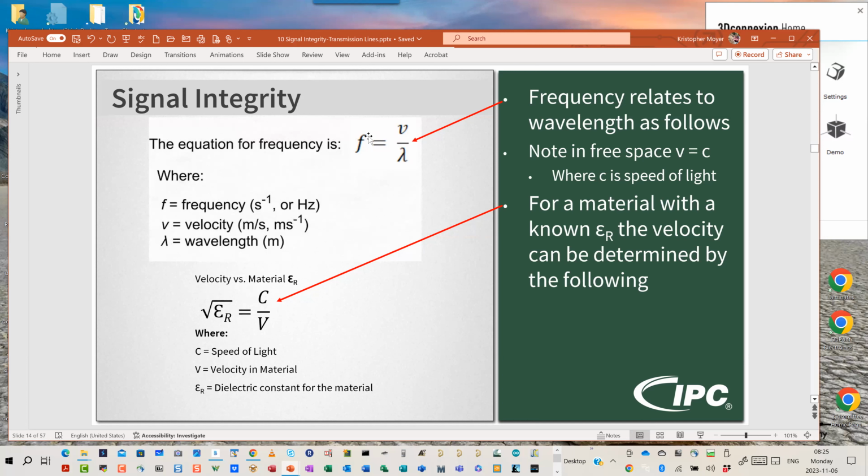Velocity versus material dielectric constant. Now, that's the next equation here. For a material with a known relative permittivity, the velocity can be determined using the following simple equation right here, where c is speed of light, v is velocity, and which we get from up here. So if we know wavelength and we know frequency, we can determine velocity. We can also derive velocity directly from here. If we know speed of light and we know dielectric constant, a little algebraic manipulation here. In our case, square root of dielectric constant is equal to speed of light divided by velocity right here.